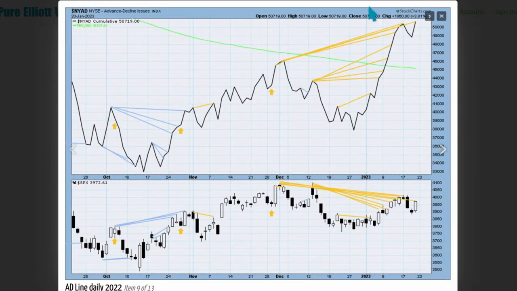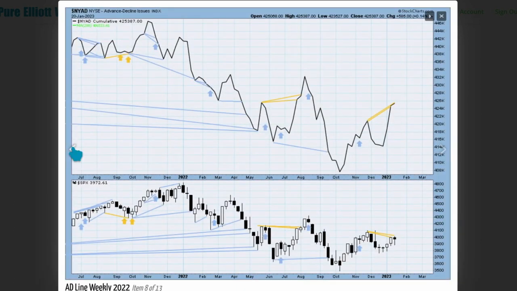And we see it more clearly here on the daily chart. It's quite a strong cluster of bullish divergence. This supports the bullish wave count. It's not really good support for the bullish wave count though. It's some support, but it's not very strong.